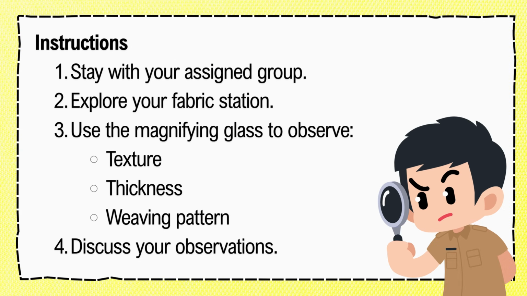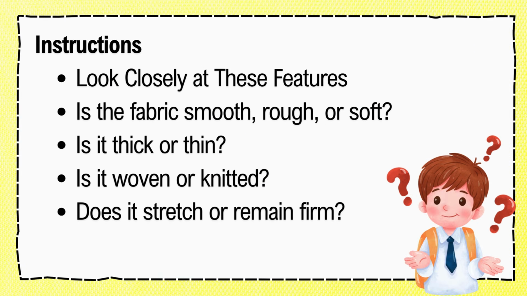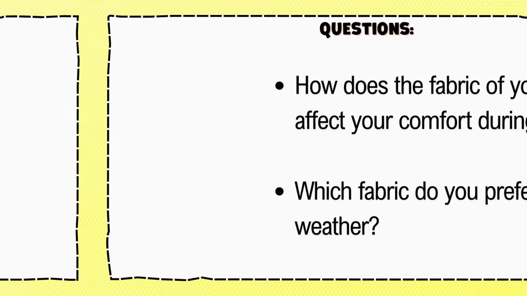Instructions. Stay with your assigned group. Explore your fabric station. Use the magnifying glass to observe texture, thickness, weaving pattern. Discuss your observations. Look closely at these features. Is the fabric smooth, rough, or soft? Is it thick or thin? Is it woven or knitted? Does it stretch or remain firm?